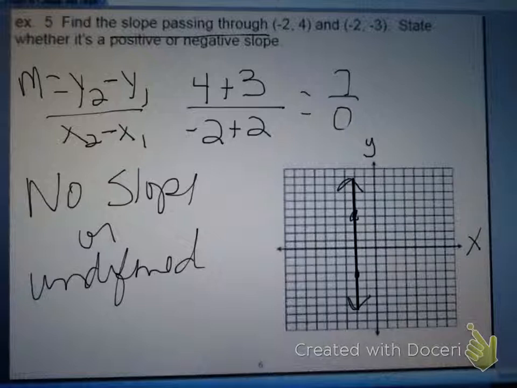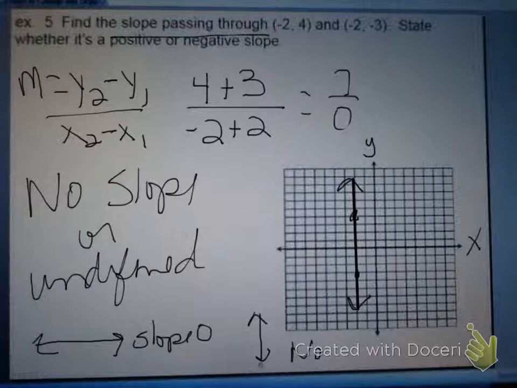So this is something that you're just going to have to memorize. A horizontal line, the slope is 0. Vertical line, no slope.